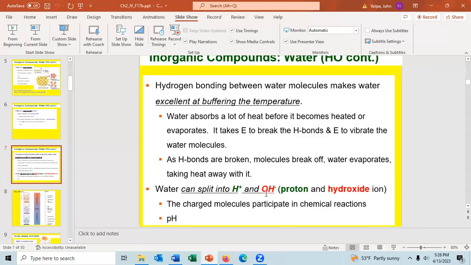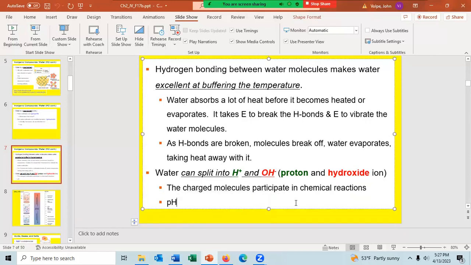Only on the surface of the sun does enough energy go into a water molecule to split all the hydrogens and the oxygen away from each other. But on the surface of the Earth, water only breaks into H+ and OH-, and that doesn't happen very often, but it does happen. This causes charged molecules to occur in the water, and these charged molecules participate in chemical reactions, and the charged molecules of the water breaking apart give rise to the pH. Any question about any of that?